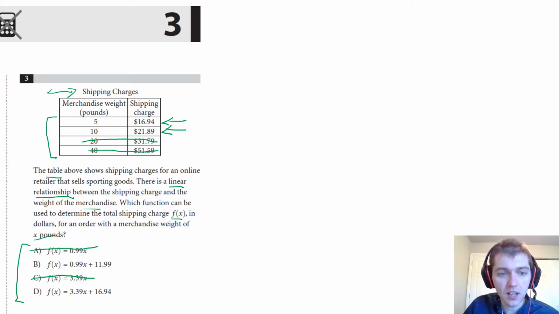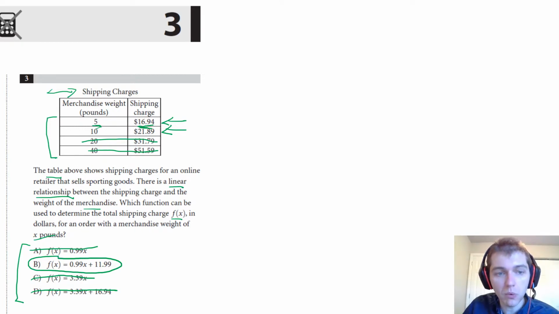Then you can look and say, okay, well, it's linear. And the intercept is not $16.94 because that's what you're paying for 5 pounds. That's the intercept plus some amount that you're already paying. So this $16.94 cannot be the answer, which leaves you only with B as your correct answer. And if you wanted to take that a step further, you could go ahead and set up the equation of a line.